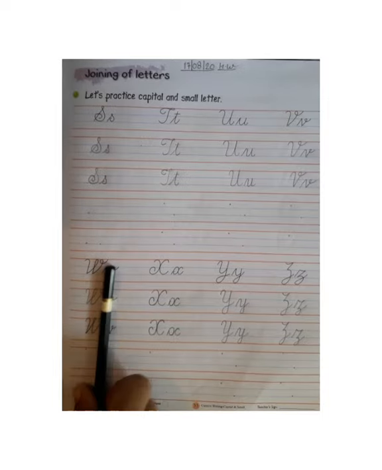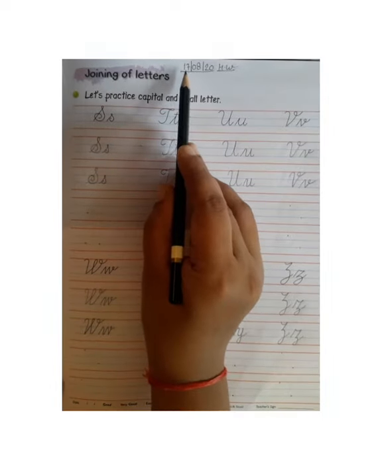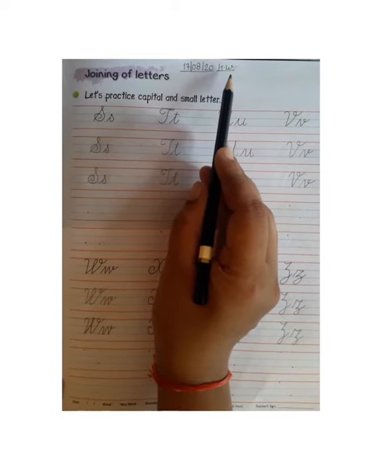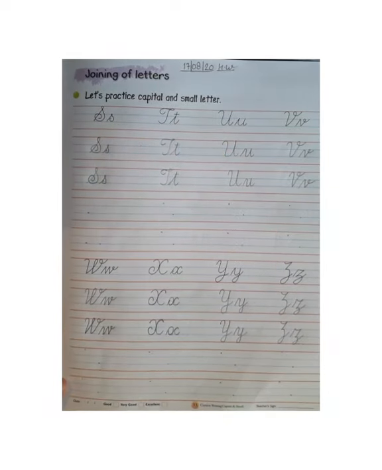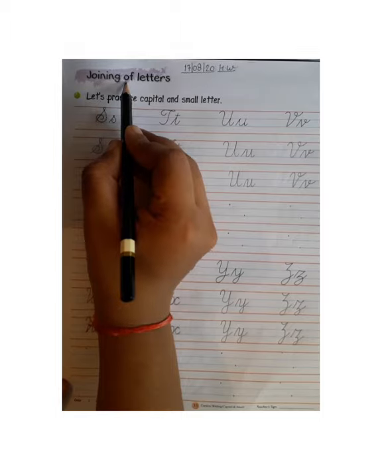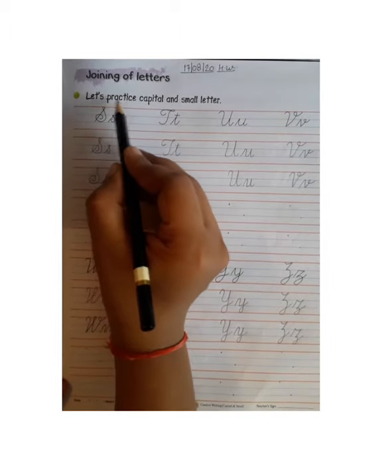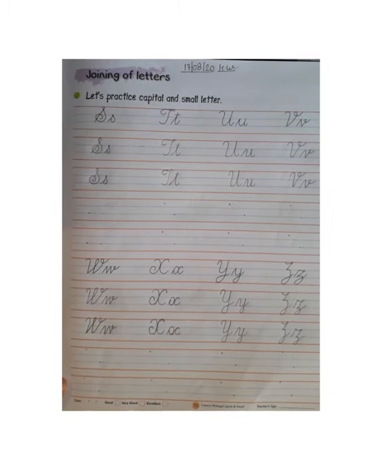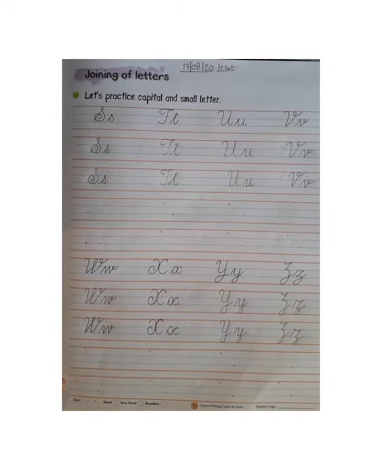Firstly, we will mention the date. Today's date is 17 of August 2020. Then we will mention SW and draw the underline also. Joining of letters. Let's practice capital and small letters.